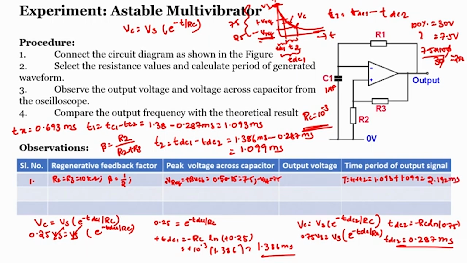So, if I want to convert into frequency, it is nothing but 1 divided by 2.192 milliseconds. So, it is okay. 2.192 milli, answer inverse, I will get 456 hertz, right.